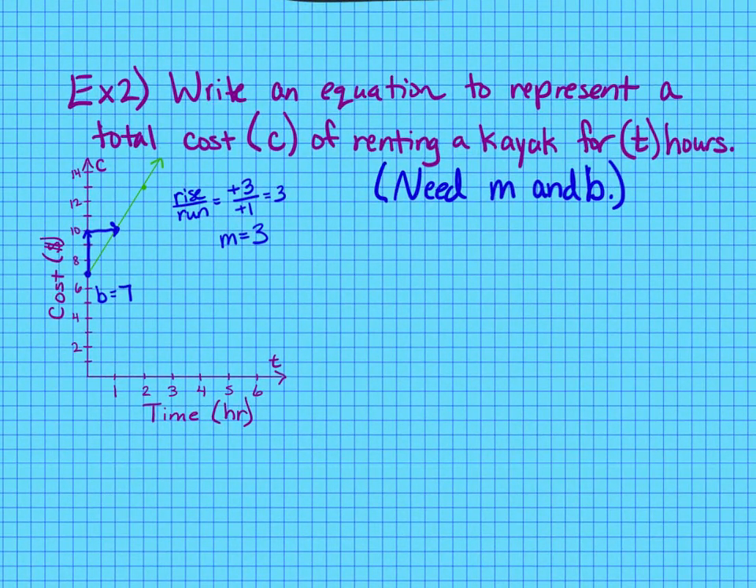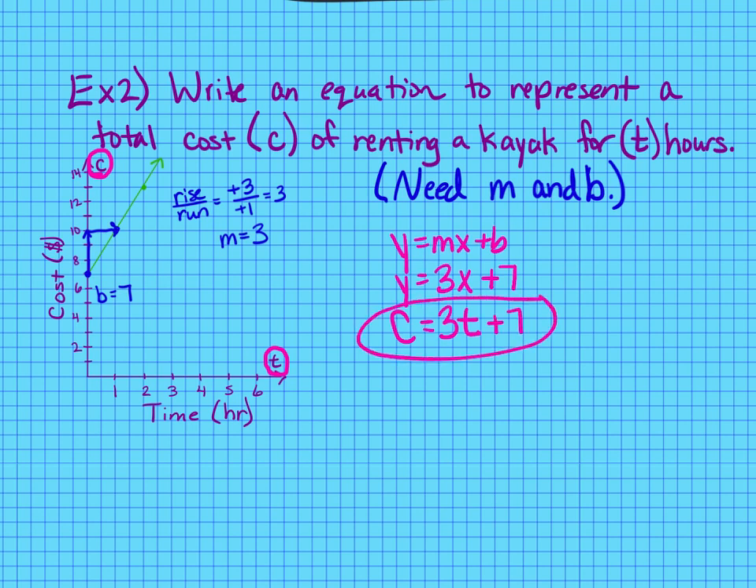Now, we would normally write this equation in y equals mx plus b. So we'd have y equals 3x plus 7. But notice that it gives you different variables instead of x and y. It gives you that c is the y value, the total cost. So we're going to replace y with c. And x is the time in hours, and it's labeled on the x-axis as t. So we're going to replace x with t. And now we've written this equation representing the total cost of renting a kayak for t hours.